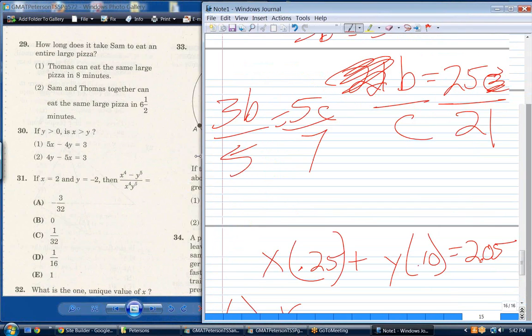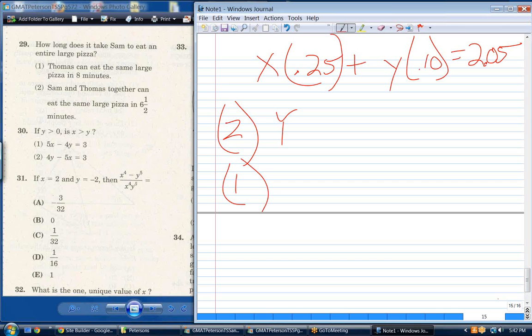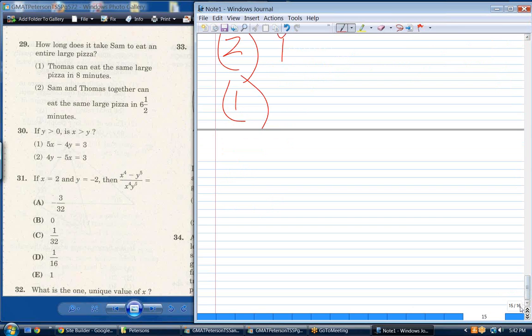How long does it take Sam to eat an entire pizza? Well, here statement 1 is finally a statement that's easier to analyze than statement 2. I would say the answer is no, because the fact that Thomas can eat the pizza in 8 minutes doesn't really say anything about Sam. No, nothing at all.